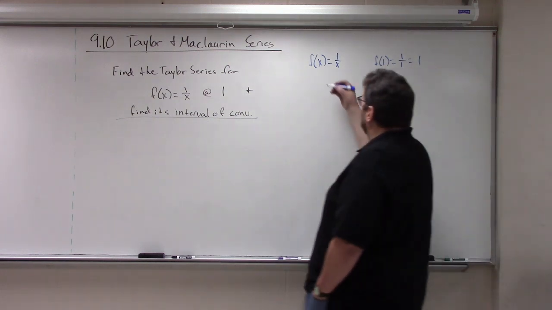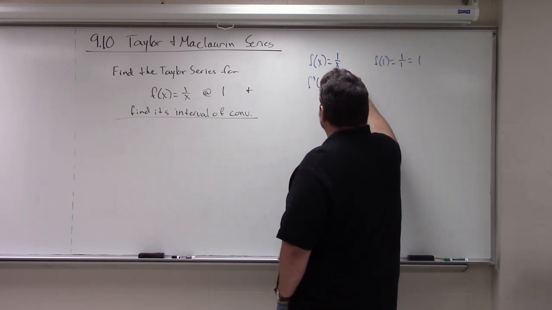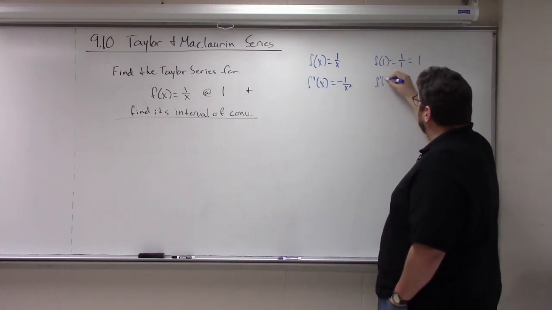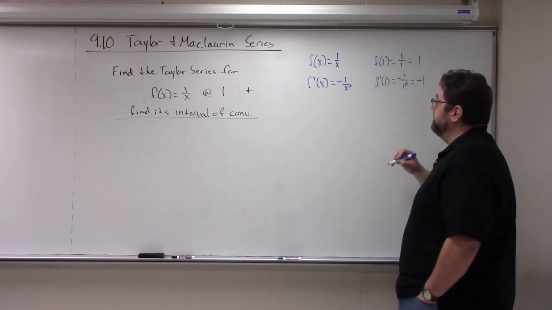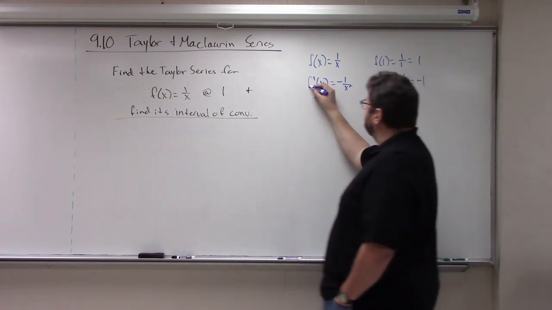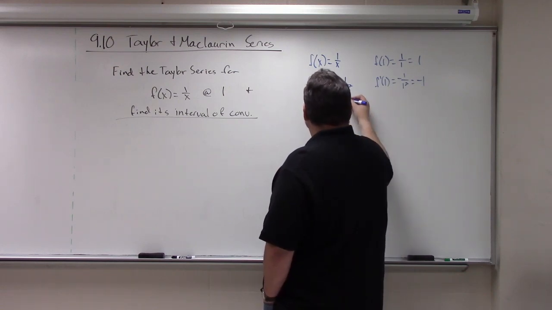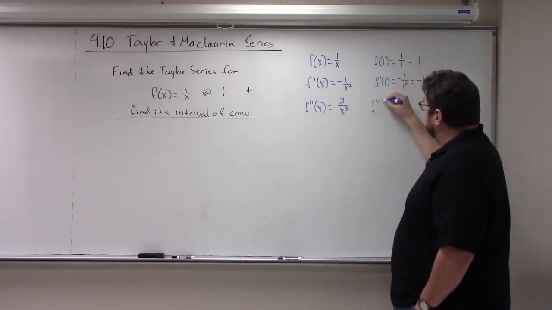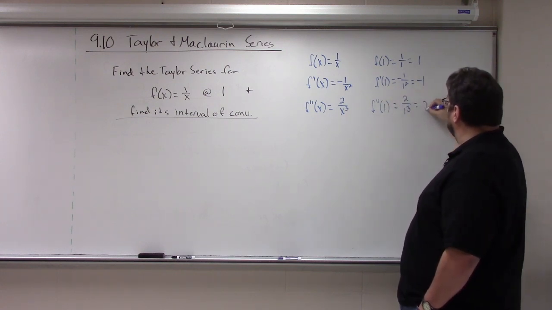But we're going to look for some sort of pattern that evolves so that we can say what's going to happen. All right, f prime of x is going to be negative 1 over x squared. Therefore, f prime of 1 is going to be negative 1 over 1 squared, which is negative 1. F double prime of x is going to end up being positive 2 over x to the third. All right, f double prime of 1 is going to be 2 over 1 to the third, which is positive 2.